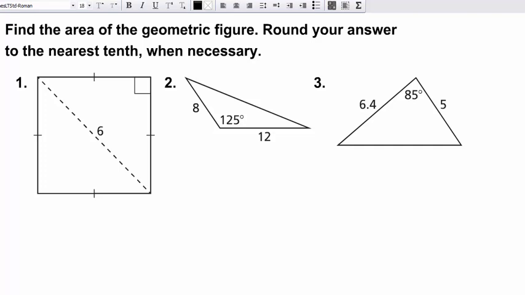Welcome back to geometry. So if we think back to some of the things we learned in quadrilaterals and some of the things we learned in trigonometry, we can actually find the area of these shapes fairly easily.